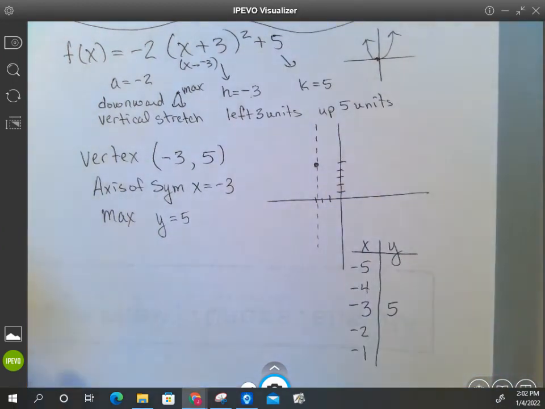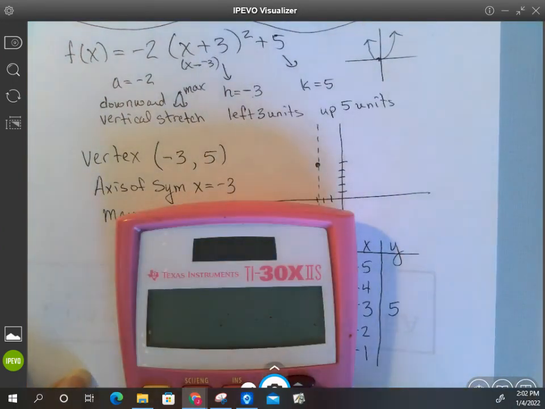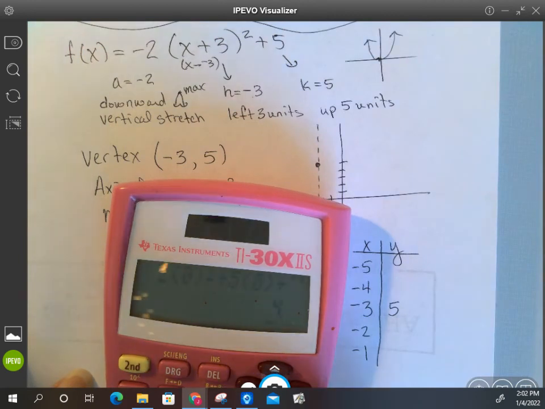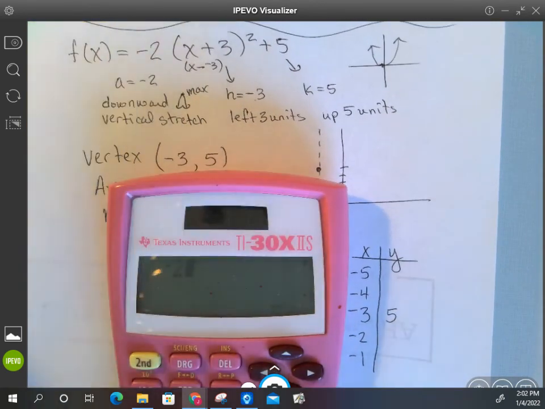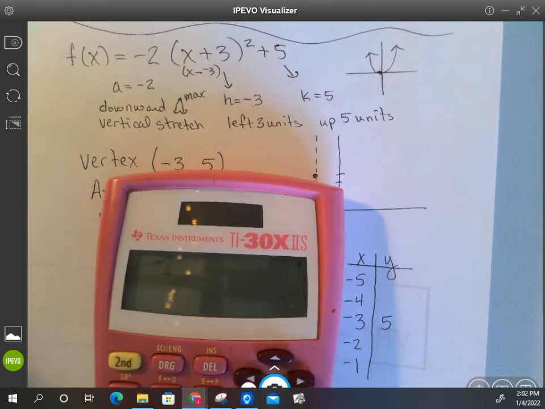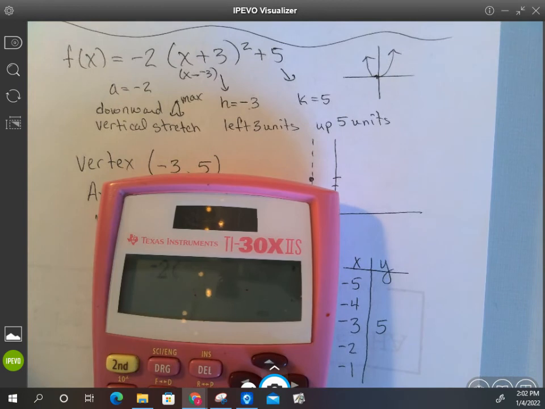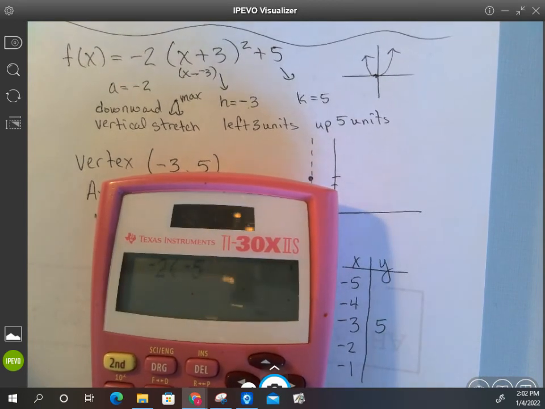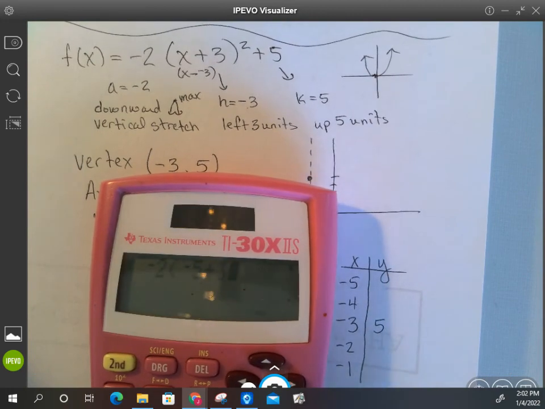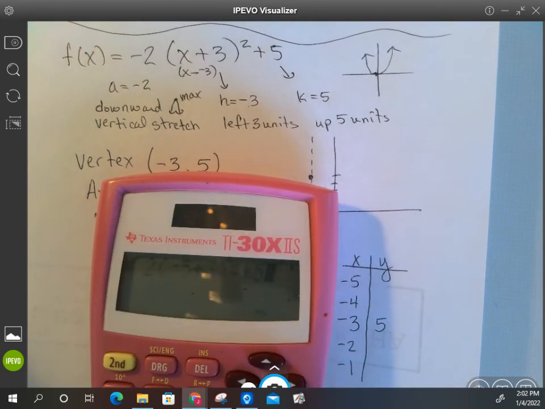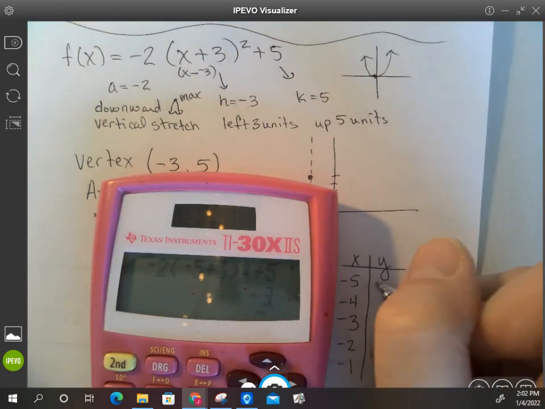So how am I putting this in my calculator? I am going to take that -5. I'm going to just enter this in. So I'm putting this in. I've got my -2 parentheses -5 plus 3. Try that again. Quantity squared plus 5. And I hit enter and I get out -3.